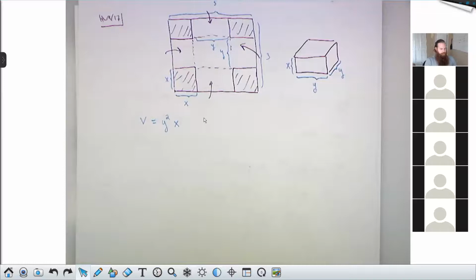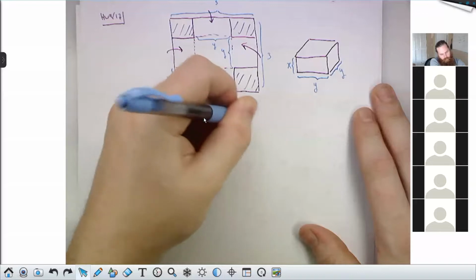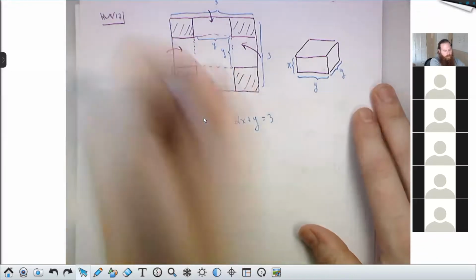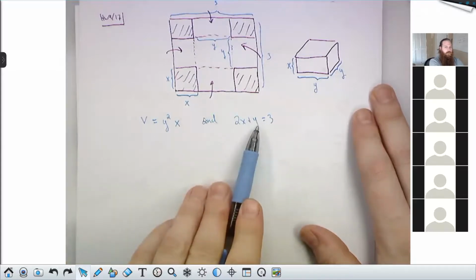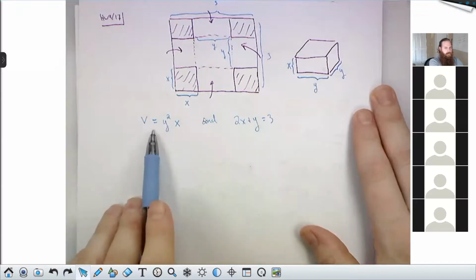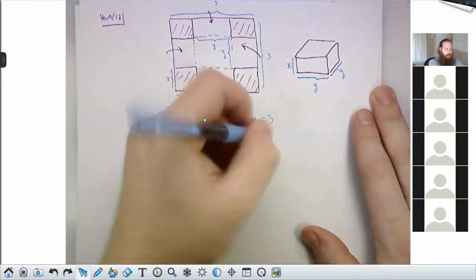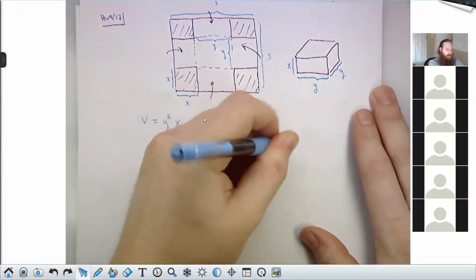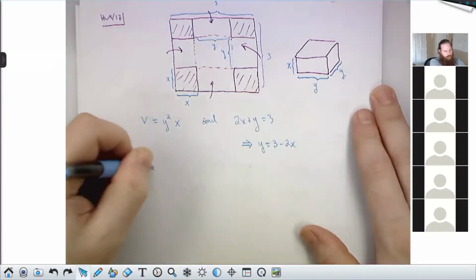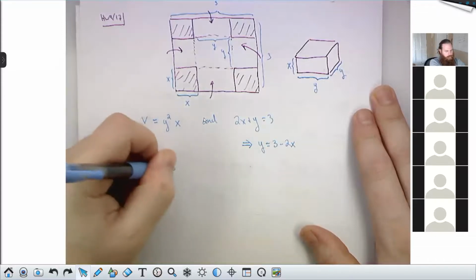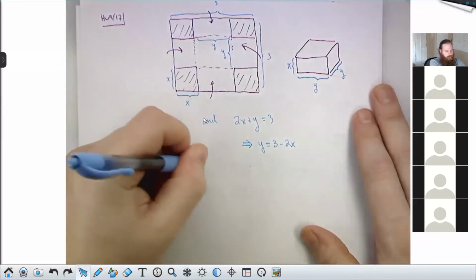So this is the thing I'm trying to maximize. This is my constraint. I want to maximize this subject to this constraint. So I solve this guy for one of my variables, most convenient here to solve for y. So the volume, if I write it just as a function of x, is 3 minus 2x all squared times x.